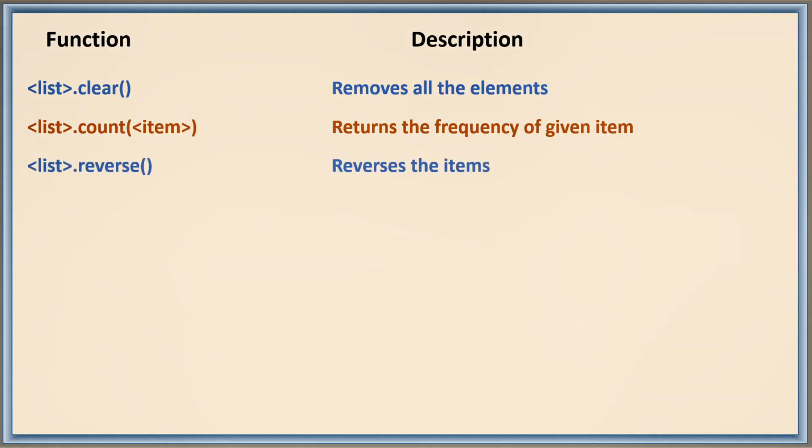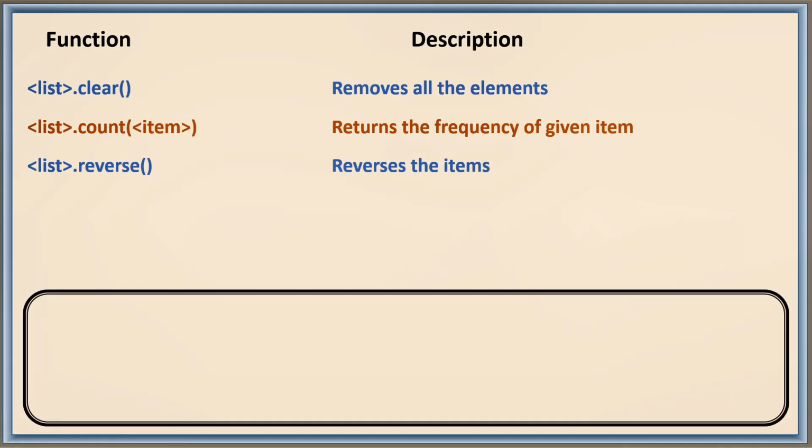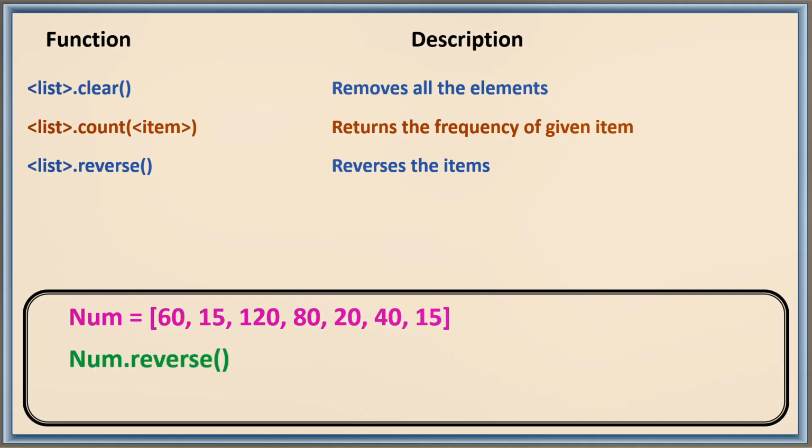List.reverse() will completely reverse the list. So if this is the list, I will be giving num.reverse(). The first element will become the last element. Last element will become first. So until that it will be reversed. You can notice that completely it is reversed: 15, 40, 20, 80 in reverse order it is.